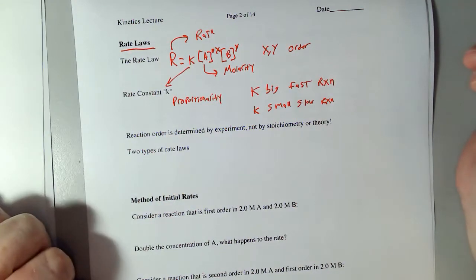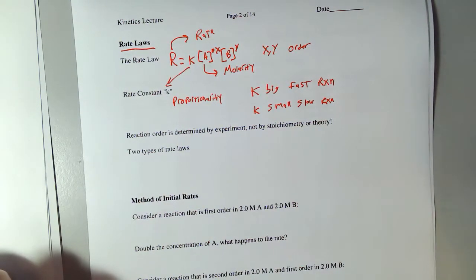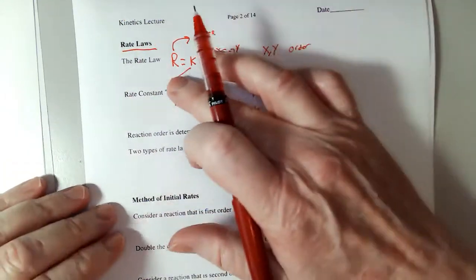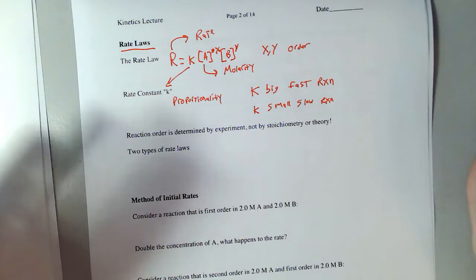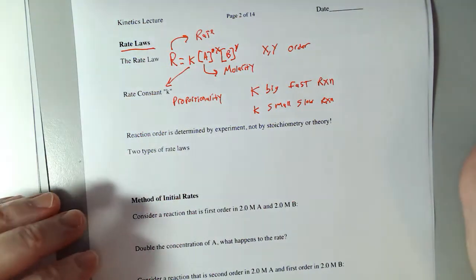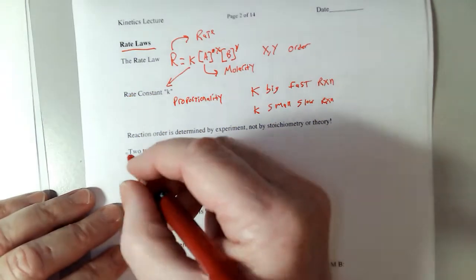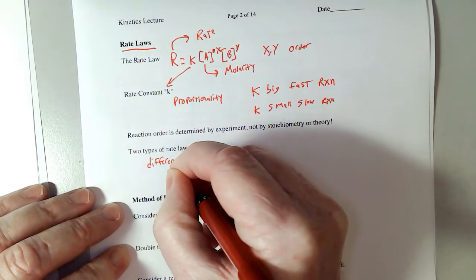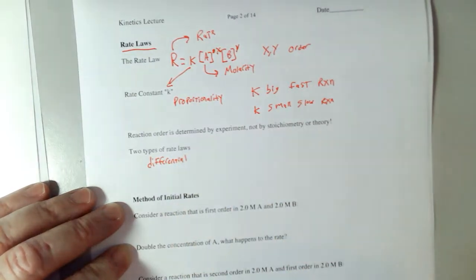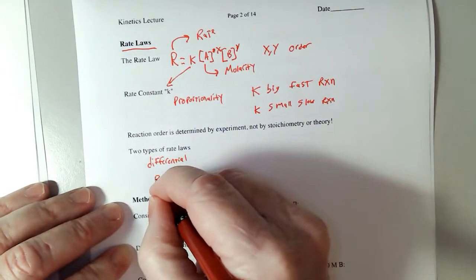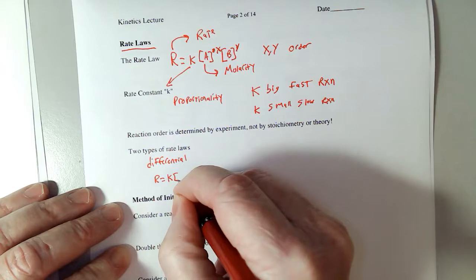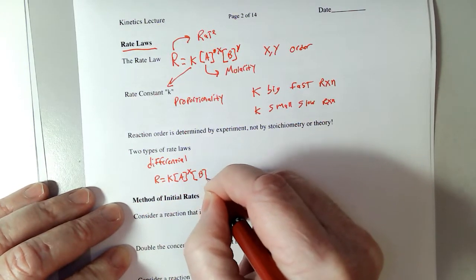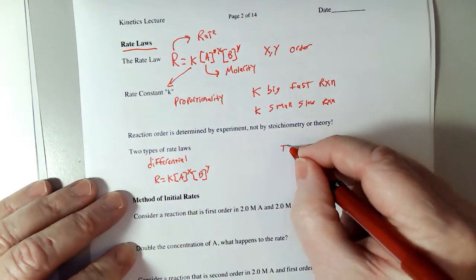Okay? So, reaction orders will always be determined by doing experiments. We don't just stare at an equation and write a rate law. It doesn't work that way. Okay? There are two ways of expressing rate laws. The differential, which pretty much looks like this, R equals k times A to the x times B to the y, and one called an integrated.